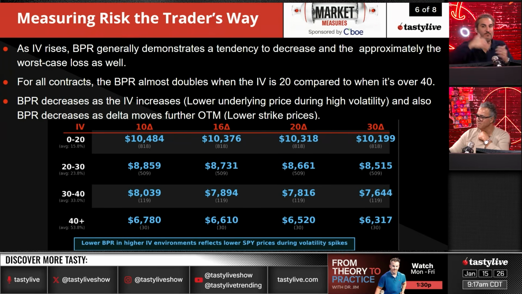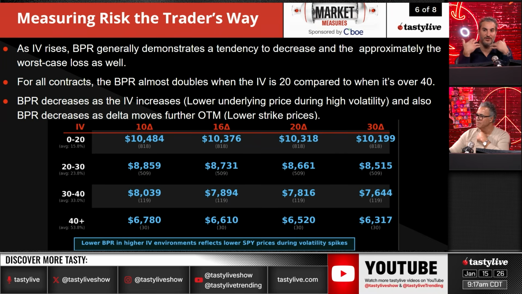So the percentage move is also going to be way further out of the money relative to where your stock is. So the buying power decreases as the IV increases because of the lower underlying price, but also the high volatility. And also buying power decreases as delta moves further out of the money. So you're getting further out of the money, less capital to put the trade on, and relatively less risk because that position is way further out of the money.